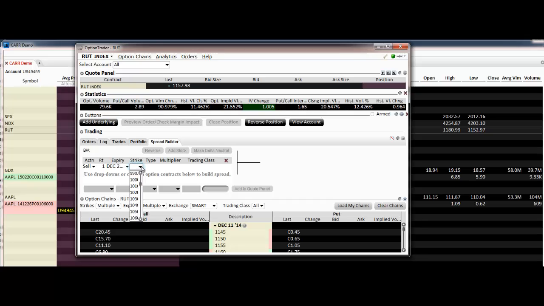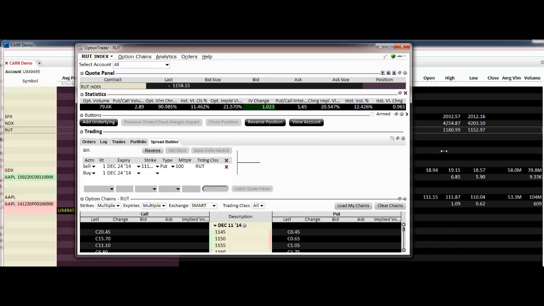The strike price, now remember, 1110 is where I thought we should put our higher leg. So we'll put that at 1110. Kind of hard to see these numbers. There it is. And the type of this is a put. Multiplier, just leave that at 100. The trading class is always RUT, and we're good to go. That's leg number 1. Leg number 2 is a buy. We're going to be buying a put. Same expiration date, December 24th.